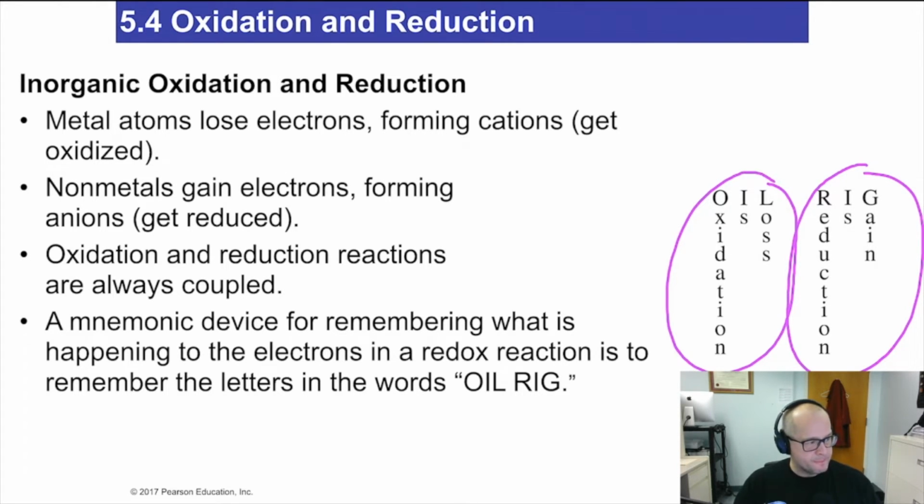So if something forms a cation, it's oxidizing. If something forms an anion, it's reducing. And if you want, you can use the book's mnemonic called OIL RIG. I like Leo the Lion Says Grr. You might like OIL RIG better. Whichever one you want to use, they both work.